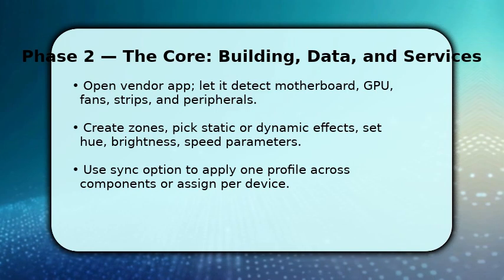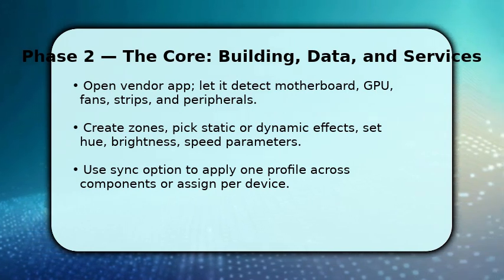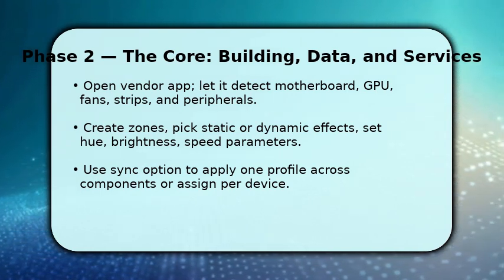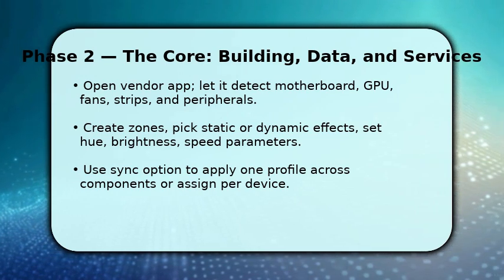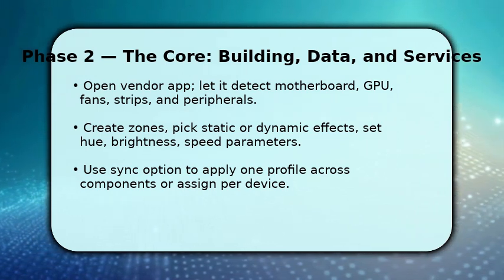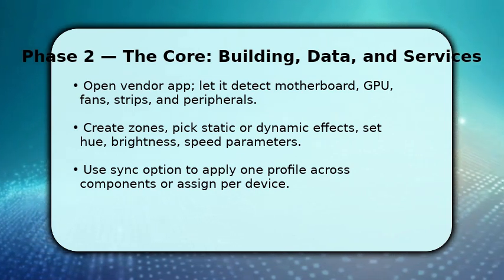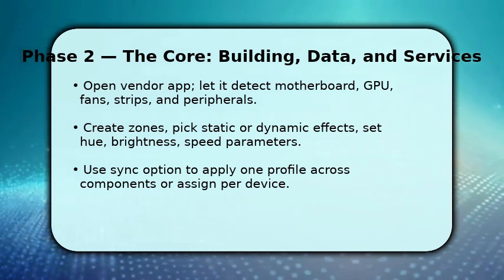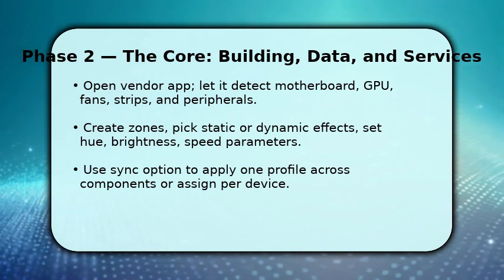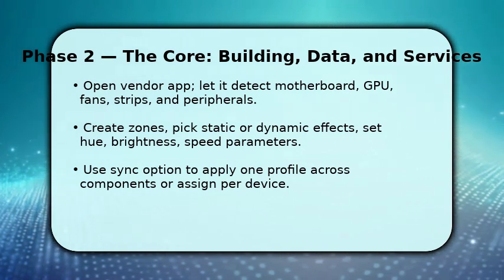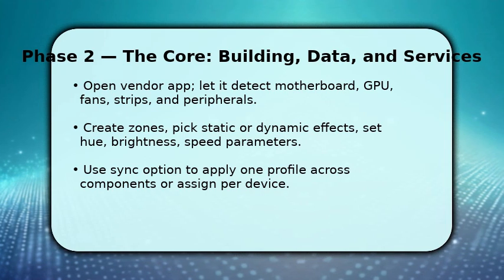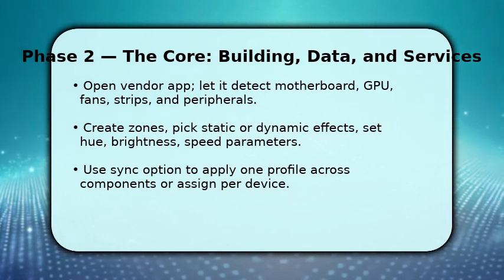Next, create zones, group headers, fans, strips, then choose static color or dynamic effects and adjust hue, brightness, and speed to taste. Once done, use the sync option to push one profile across all devices or assign unique settings per device if you prefer contrast. This middle stage configures how and why colors change, so plan zones for coherent lighting.